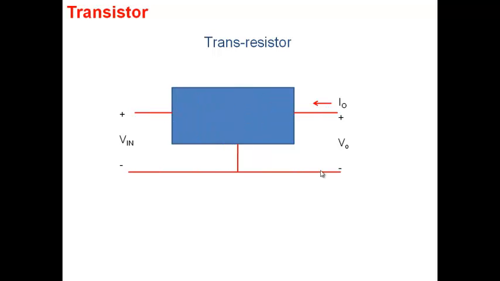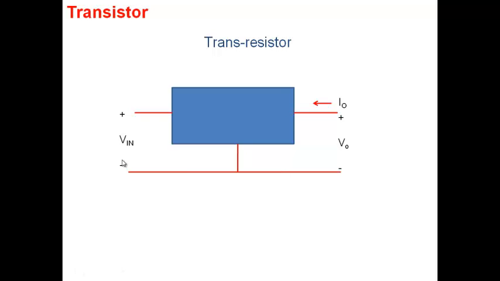Okay, so we start after having discussed the PN junction. Let's next discuss the bipolar junction transistor. And the bipolar junction transistor, all of you know that it is a three-terminal device.